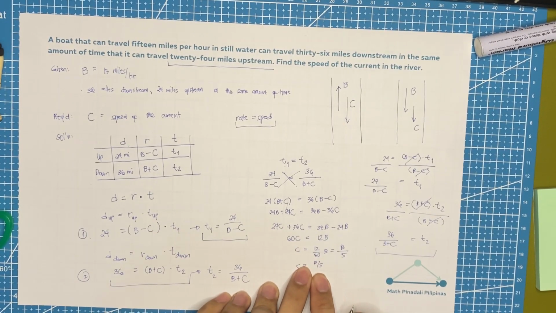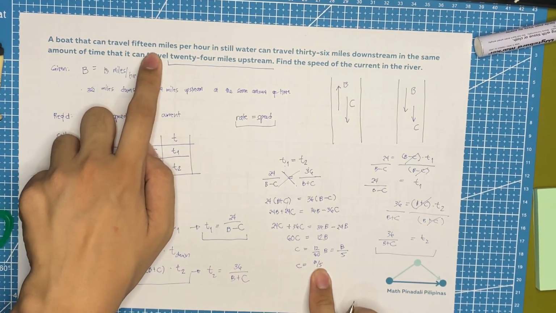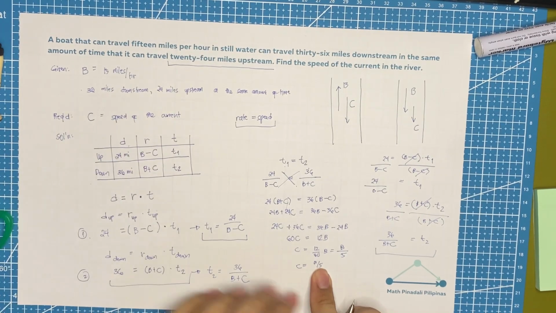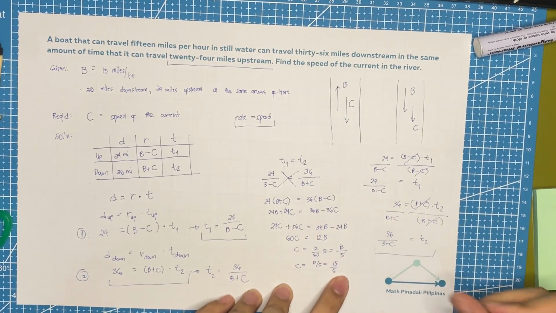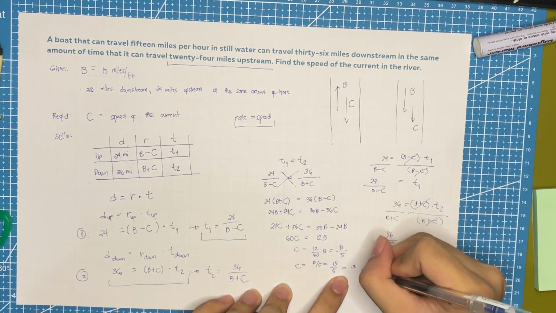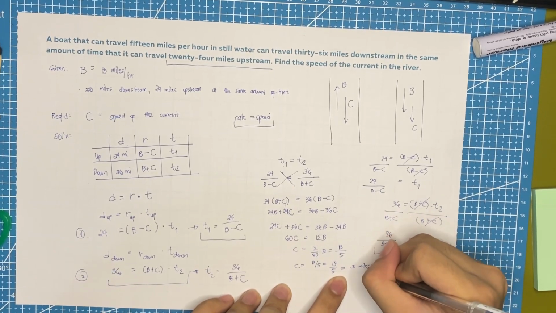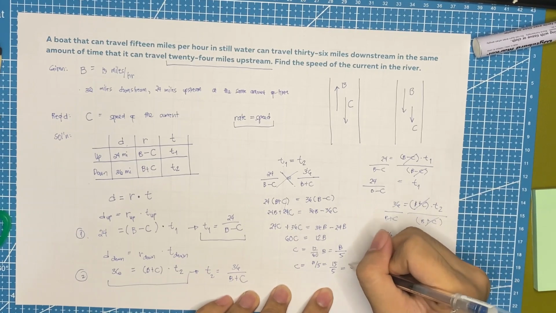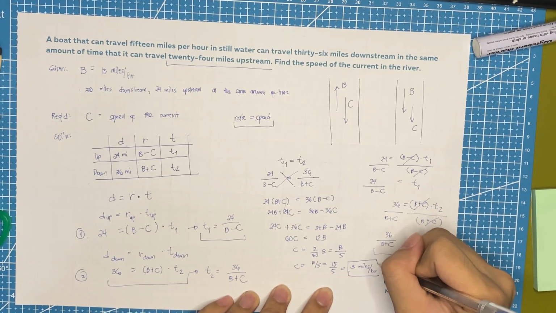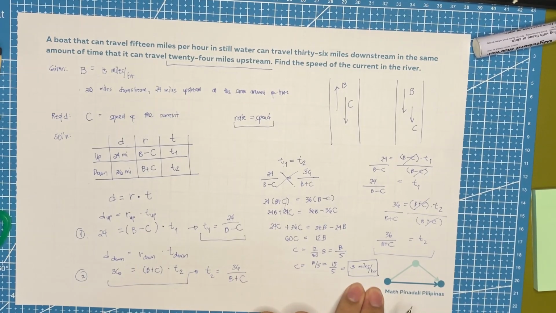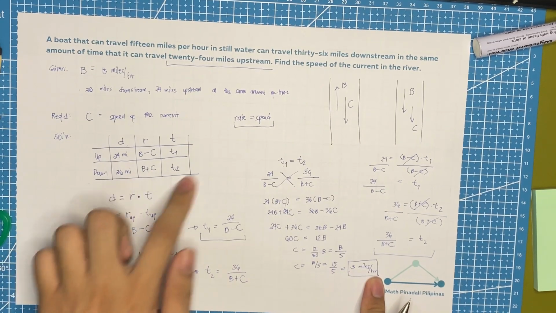Alam ba natin speed ng boat? Yes, alam natin. That is the 15 miles per hour. Ito yun. That means 15 over 5. That means yung speed natin ay 3 miles per hour. So, this would be the speed of the current in the river. Okay? Now, i-check natin kung tama ba siya. Check natin siya dito.